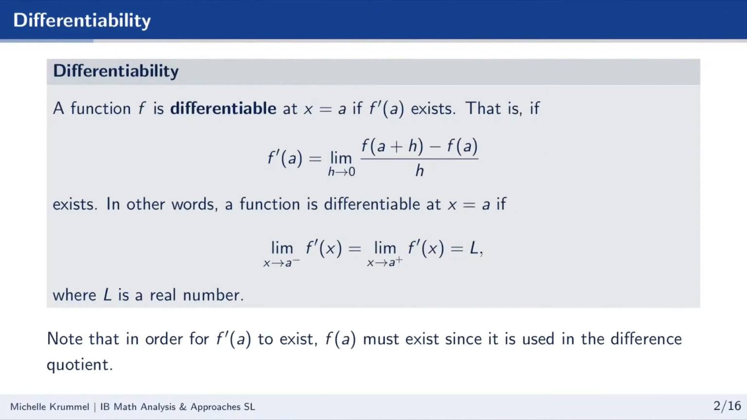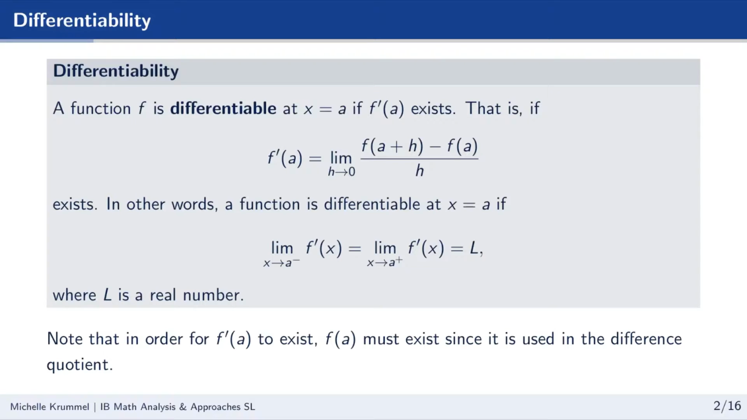Let's look at a more formal definition of differentiability. A function f is differentiable at x equals a if f prime of a exists, and that means that the limit as h approaches 0 of f of a plus h minus f of a over h exists, because that is our limit definition of derivative.